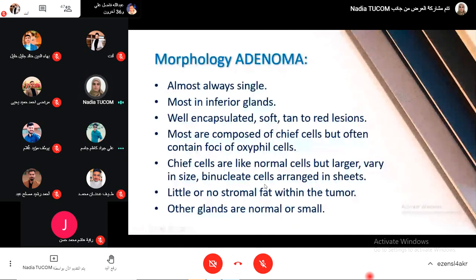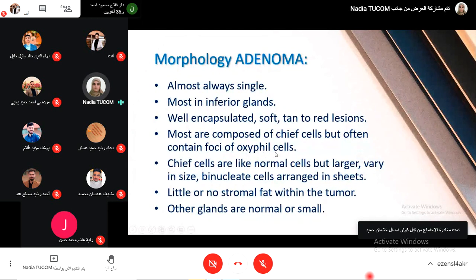The morphology of parathyroid adenoma, which represents up to 85% of primary hyperparathyroidism, is almost always, as we said for follicular adenoma of the thyroid, a single adenoma, most in the inferior glands, well encapsulated, well demarcated with pressure compression, and it is a soft, tan to red lesion. Most are composed of chief cells with foci of oxyphil cells.